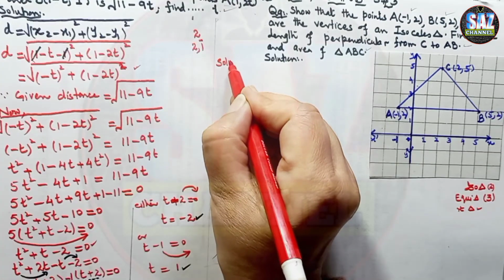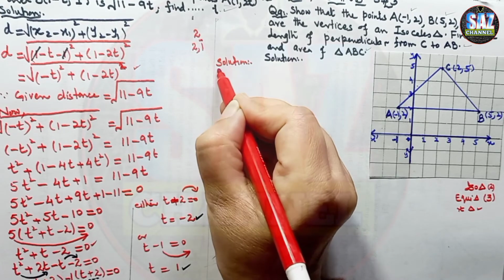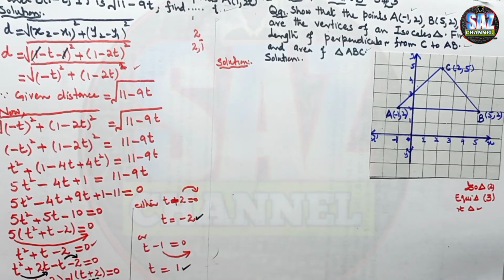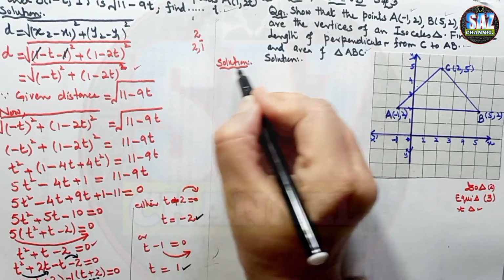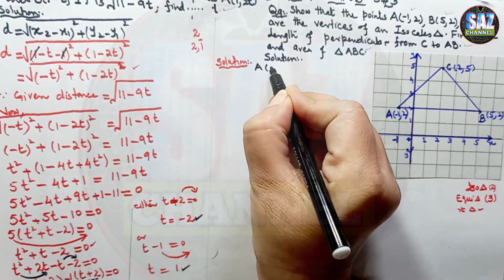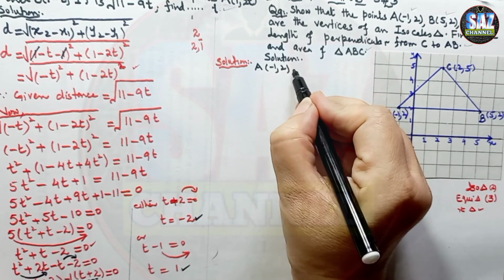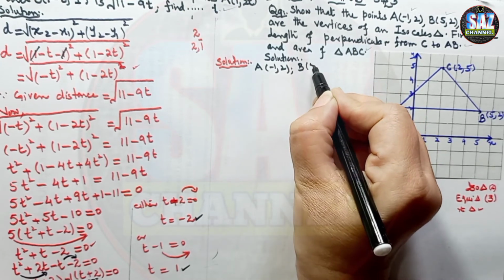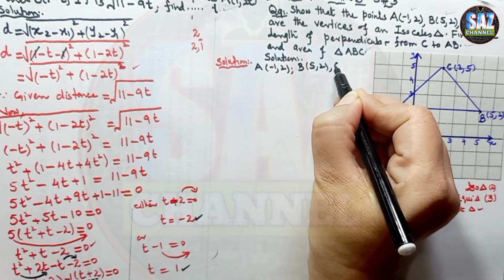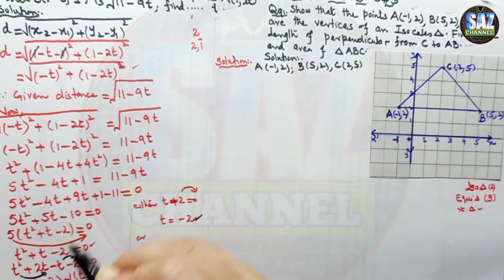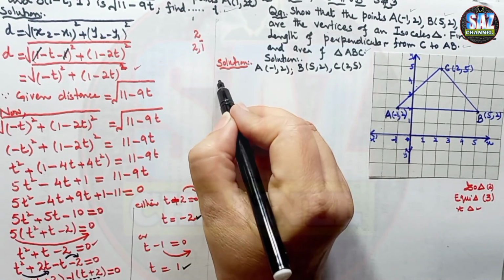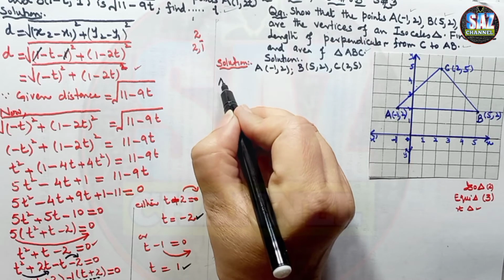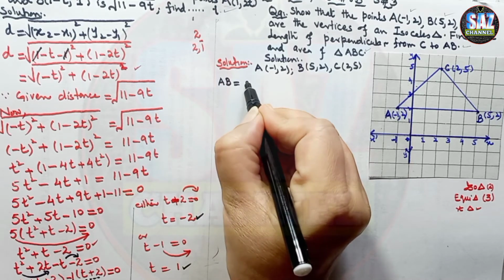Okay. In order to show that the triangle is an isosceles triangle, first of all, we have to find the distances AB, BC and AC. Okay, now A has the vertices minus 1 and 2. B has the vertices 5 and 2, and C has the vertices 2 and 5. Let's go for the calculation of all distances. Okay, let AB distance equal D1.